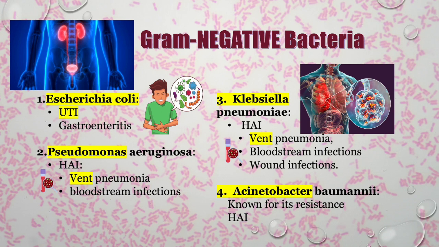The most common gram-negative bacteria you will see are listed in the next couple slides, starting with E. coli, which is a common urinary tract infection bacteria, and it is also known for gastroenteritis. We also have Pseudomonas, which is associated with hospital-acquired infections, including pneumonia and bloodstream infections. Klebsiella also causes pneumonia, bloodstream infections, and wound infections. Then we have Acinetobacter, which is known for its resistance to antibiotics and its role in various healthcare-associated infections.